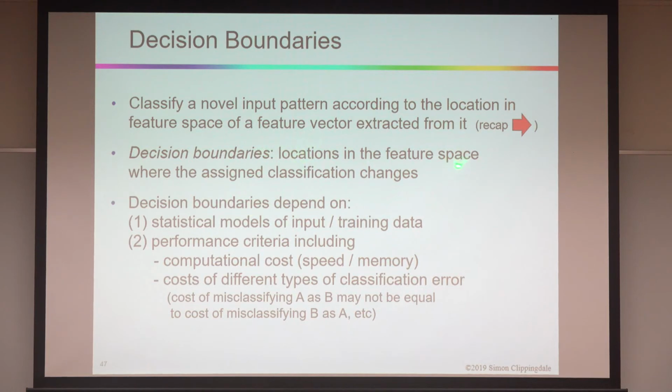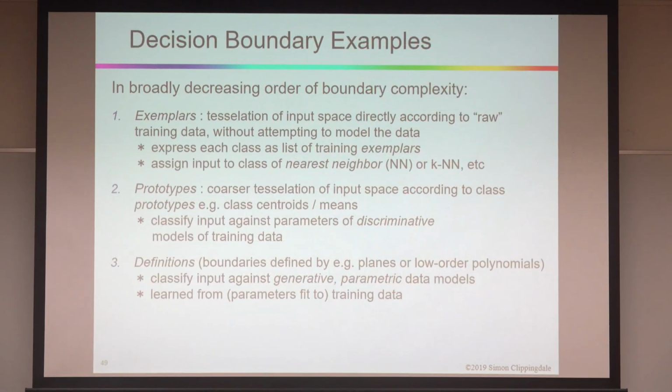So these are locations in the feature space where the assigned classification changes from one class to another. They depend on statistical models of the input and training data and performance criteria, including how fast you need to go, how much memory you've got, and what the relative costs of different errors are. So classifying an A as a B may not be as bad as classifying a B as an A or whatever. So those things will affect where we put decision boundaries.